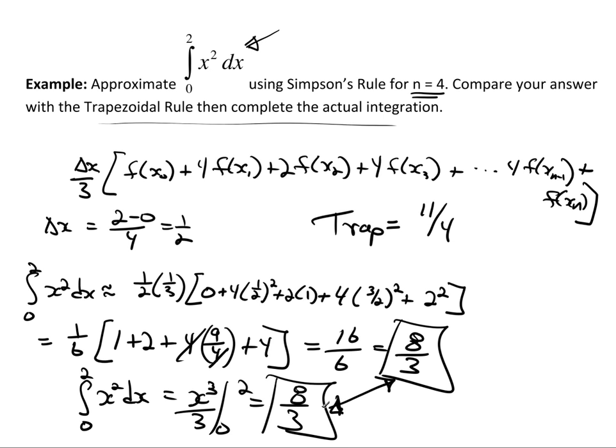In a way, that should not be a big surprise, because I used Simpson's rule, which uses a quadratic, to estimate a quadratic. So it shouldn't be a surprise at all that I nailed that. This 11/4 is actually not too bad, especially considering that I only had 4 intervals. If I increase the number of intervals, I would get closer and closer to this 8/3.